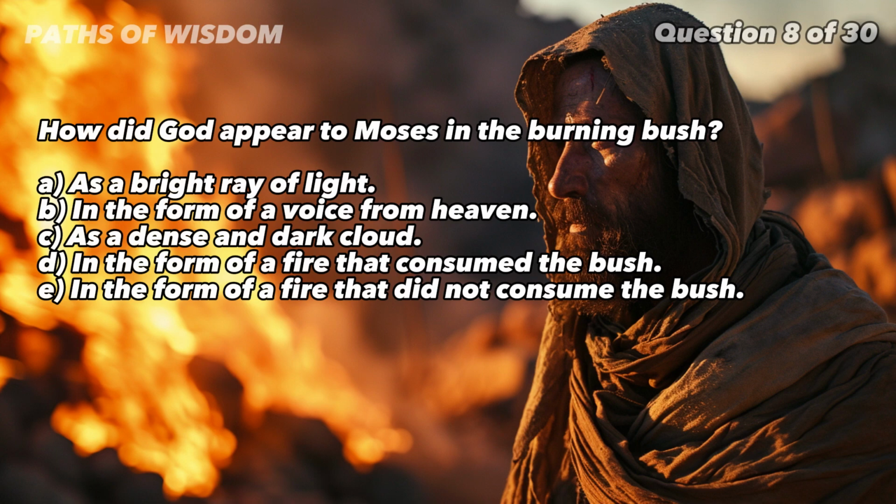Question 8. How did God appear to Moses in the burning bush? Option A, as a bright ray of light. Option B, in the form of a voice from heaven. Option C, as a dense and dark cloud. Option D, in the form of a fire that consumed the bush. Option E, in the form of a fire that did not consume the bush.